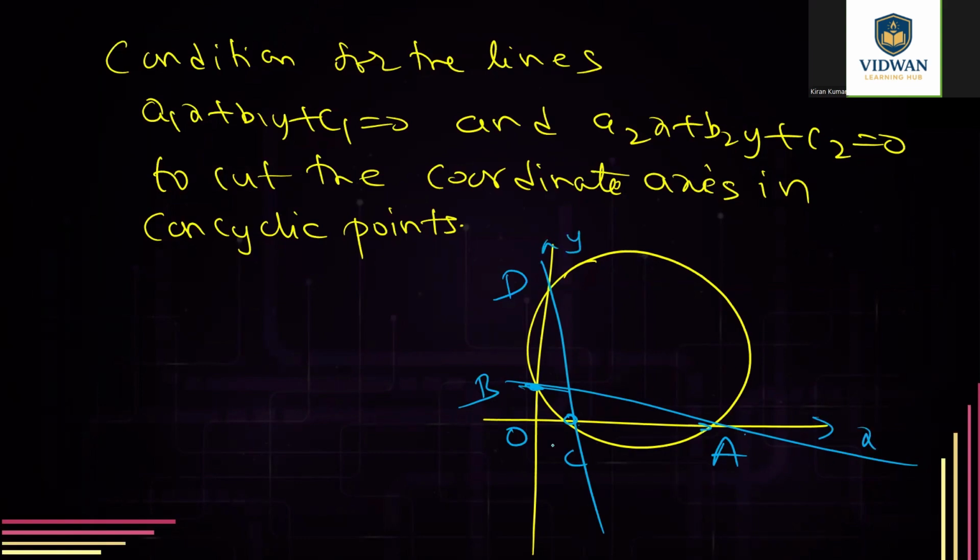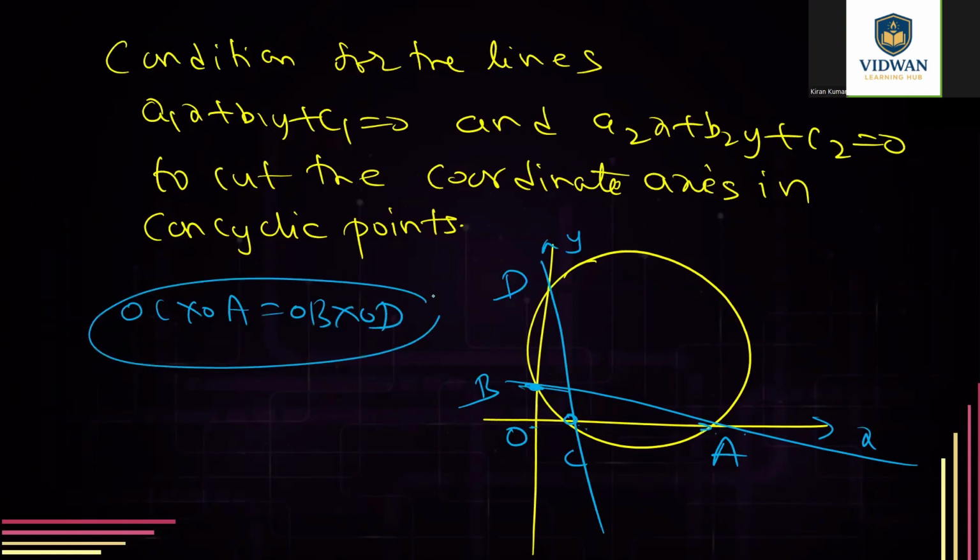So clearly in the diagram, you can see what the criteria are. OC into OA, the segments. These are secants actually, one secant, the other secant. So OC into OA equal to OB into OD is a condition for concyclic points. And if you have to convert this into the form of this a1, b1 and all, what do we do? So for the first line, what are the intercepts?